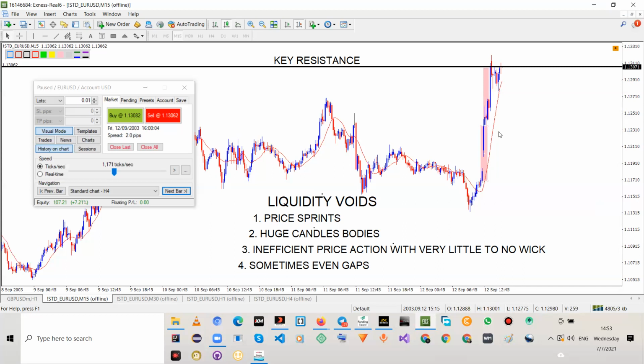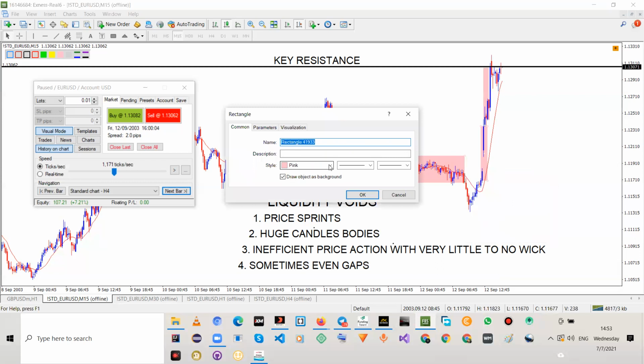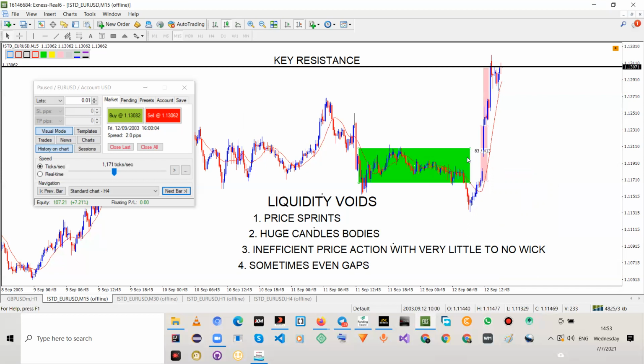Efficient price action is just price action with candles with wicks that shoot up and down, just like this area right here. You can see it has wicks that go up and down. This is what we call efficient price action. Let me change the color. That's the efficient price action there. So inefficient price action is where we have large range candlesticks, and efficient is candlesticks with plenty of wicks that run up and down. Sometimes there are even gaps in the inefficient price action.